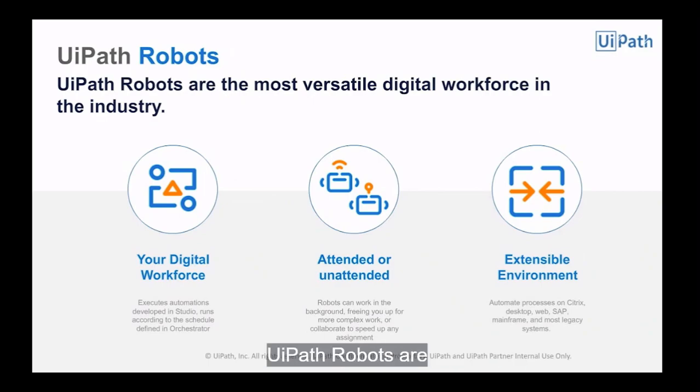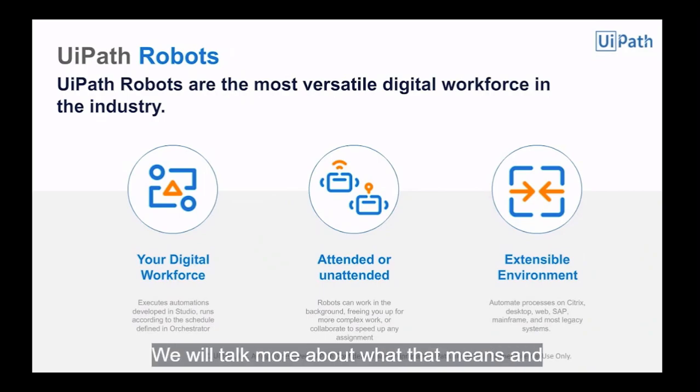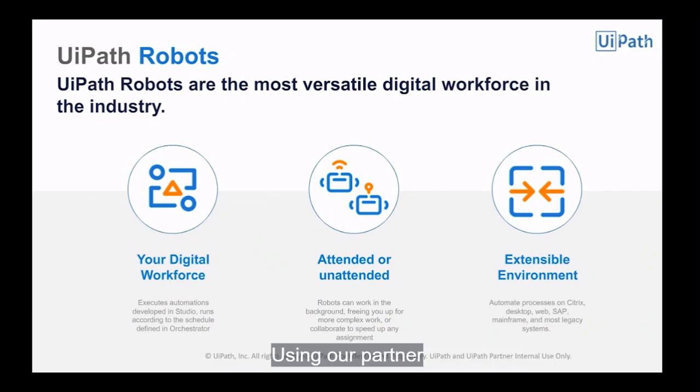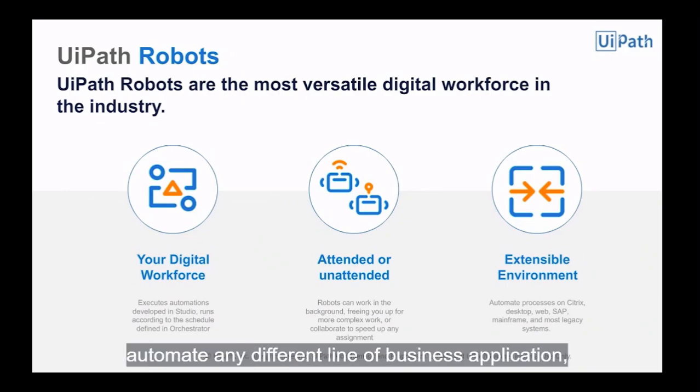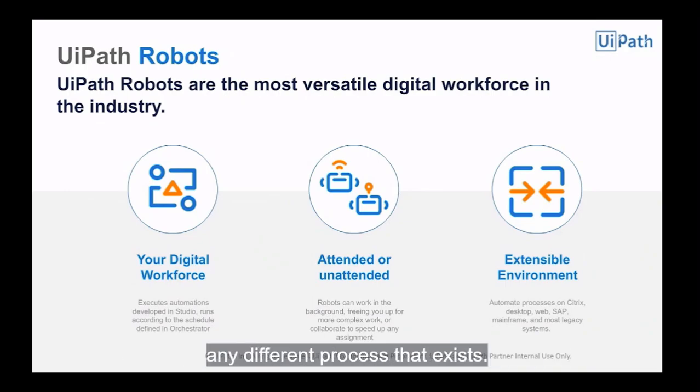UiPath robots are able to operate in a couple of different contexts. They can be either attended mode or unattended mode, and we'll talk more about what that means and why it's important. And the final thing about our robots that's critical is the extensibility of them. Using our partner ecosystem and bringing in the more than 350 different drag and drop activities available inside of UiPath Studio, UiPath robots can essentially automate any different line of business application or any different process that exists.